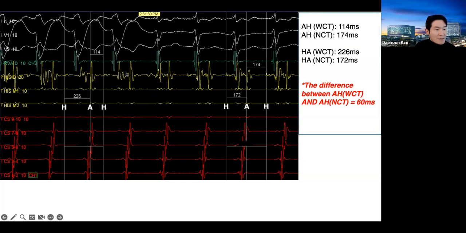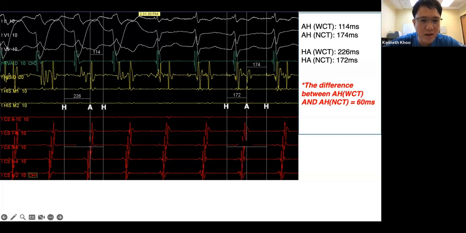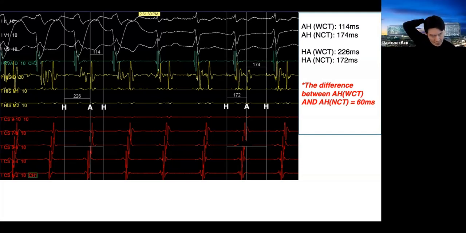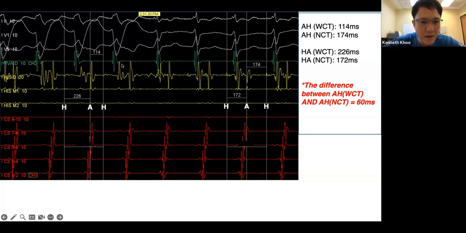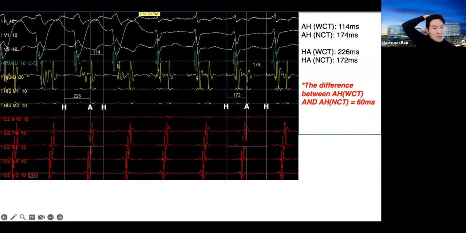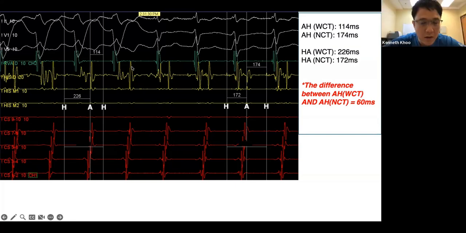AH prolongation? Yes. Still there is bundle branch block. You mean this interval? No, AH. Here? Yeah. Yes, it does look prolonged.